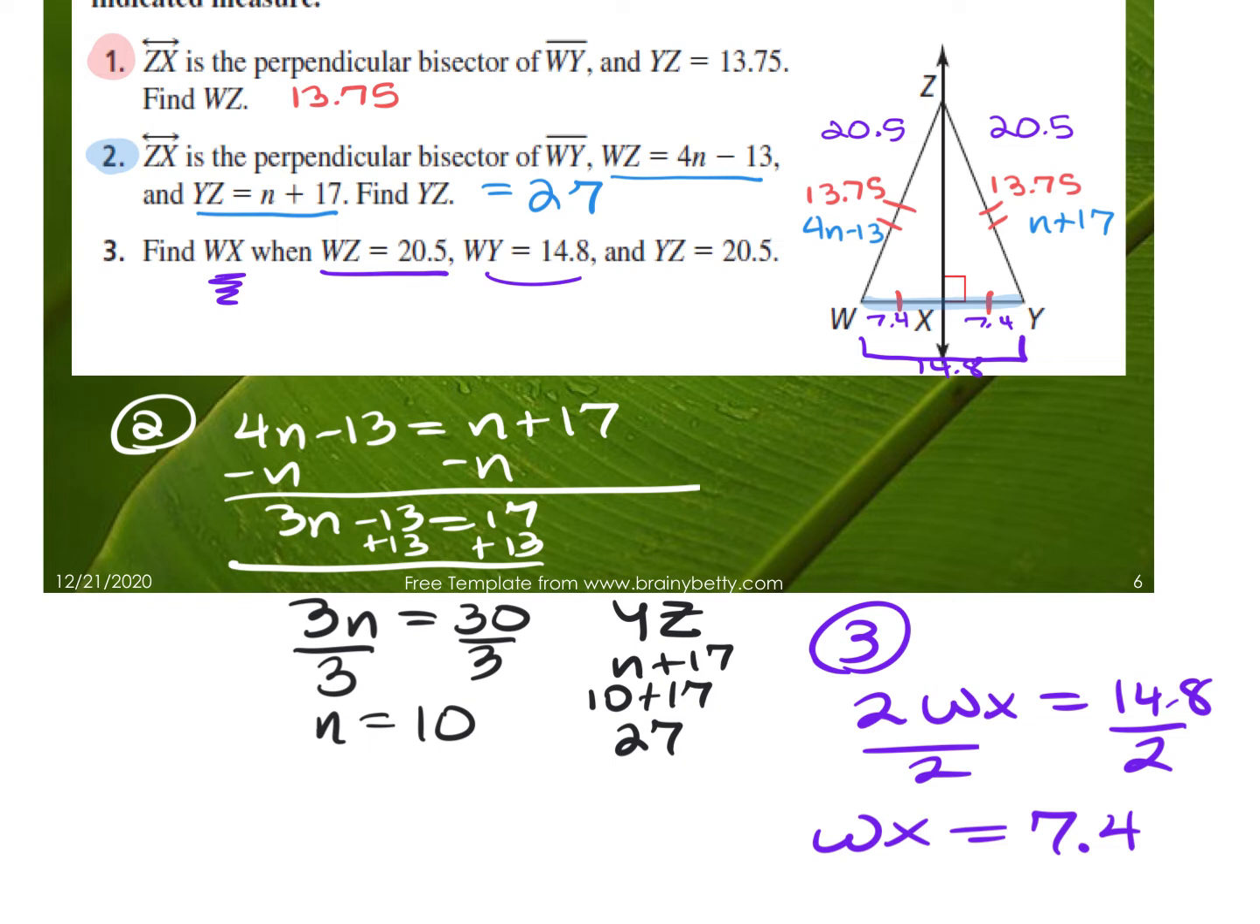So again, because those two segments were congruent and WY and ZX are perpendicular, then I know that ZX is that perpendicular bisector and that segment WY was split into two congruent pieces. So this answer here, WX, is equal to 7.4.